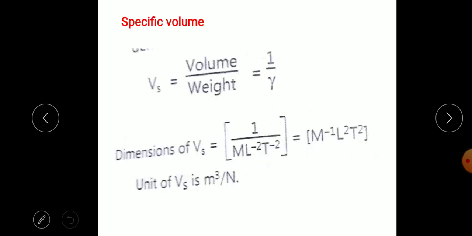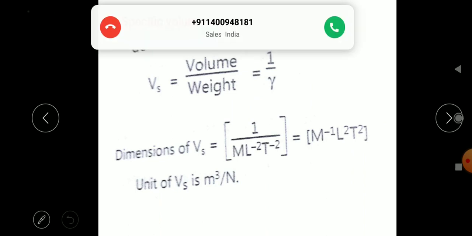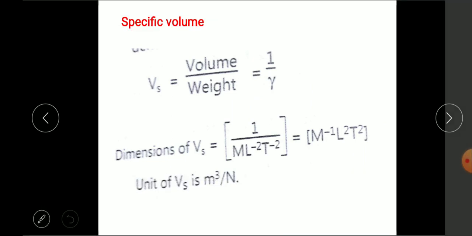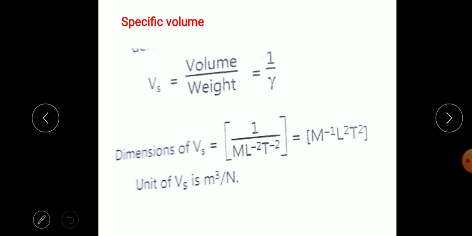Next we have to consider specific volume. So opposite of the specific weight is the specific volume. Volume per unit weight, that is the opposite of specific weight, is the specific volume. So its dimension will be the inverse of the specific weight. Specific volume is the inverse of specific weight, so we get the unit meter cube per Newton.